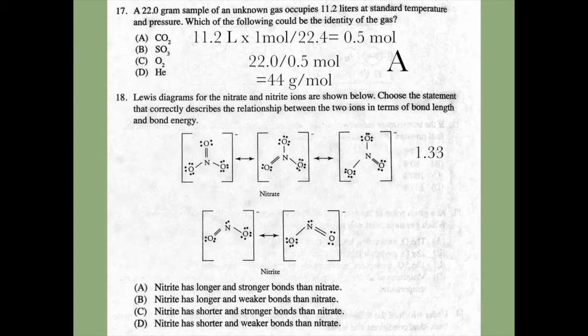For nitrite, I have 1 double bond, so that's 2 bonds there, and I have 1 single bond, that's 3. 3 divided by the 2 bonding spots, 3 divided by 2 is 1.5. So I know that nitrate has a longer length and it is weaker, or I know that nitrite is shorter and stronger, and so that corresponds with C.